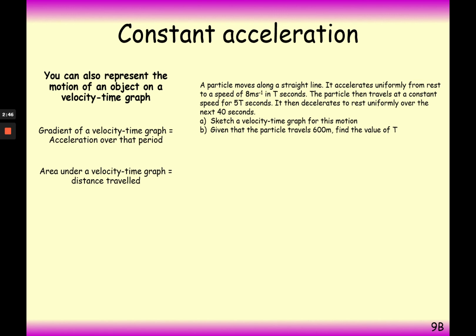So first of all, sketch the velocity time graph. It starts from rest, accelerates to 8 meters per second in t seconds. Then for the next 5t seconds, it's traveling at constant speed. And then it decelerates over the next 40 seconds back down to rest. Okay, so there's our velocity time graph.